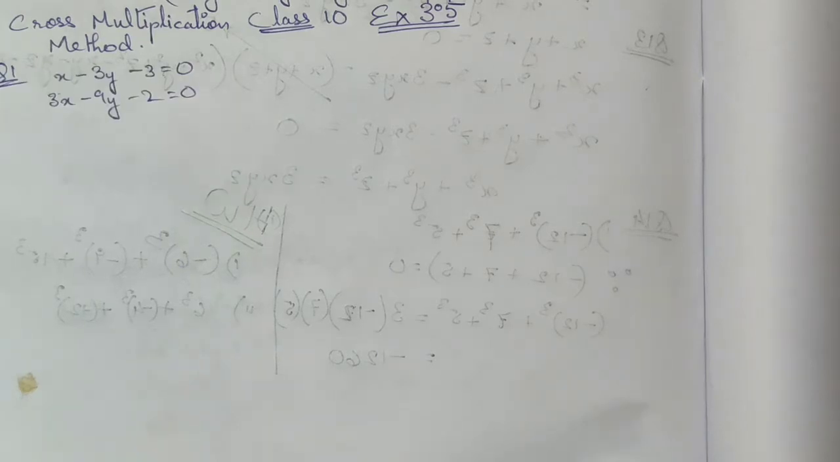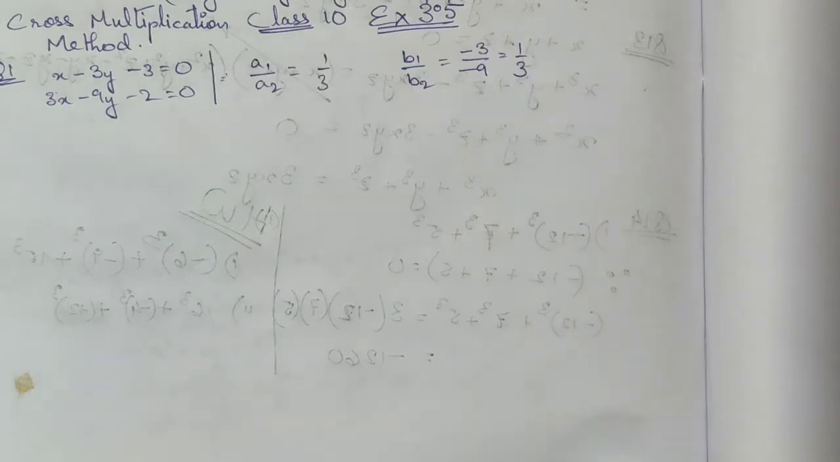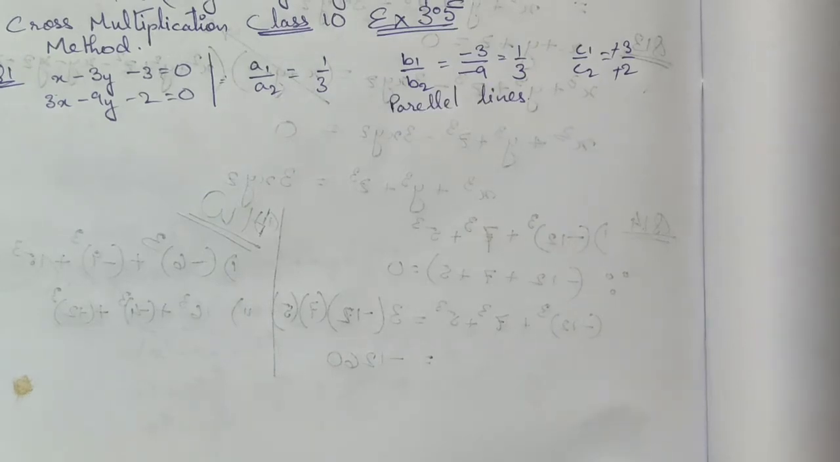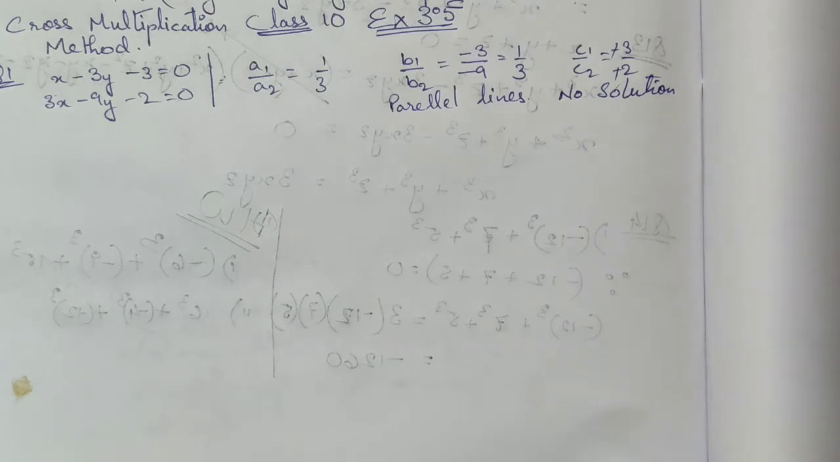In the first question, we need to check whether the equations have a unique solution or not. Only then will we try to solve the equations with the cross multiplication method. So we clearly see that a1 by a2 is equal to b1 by b2, and it is not equal to c1 by c2. Therefore, it is a condition for parallel lines. Remember, which means no solution. Okay. So we will take the next equations.